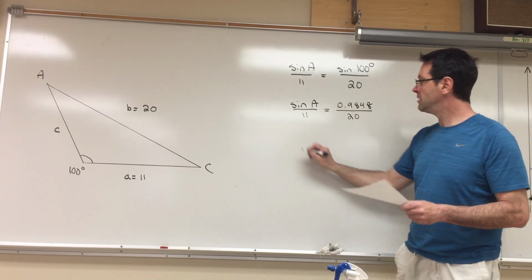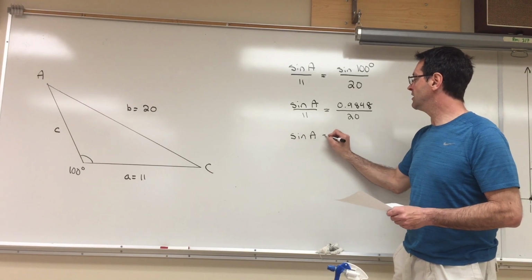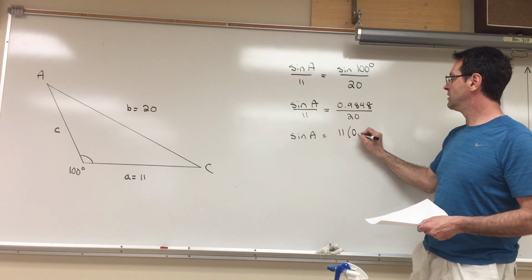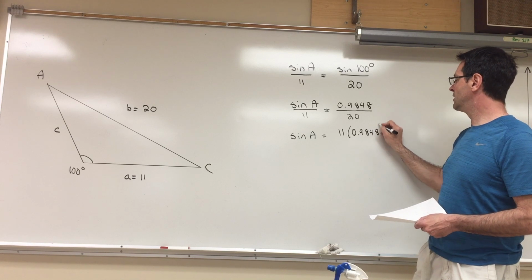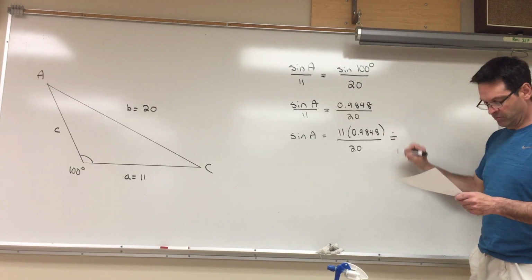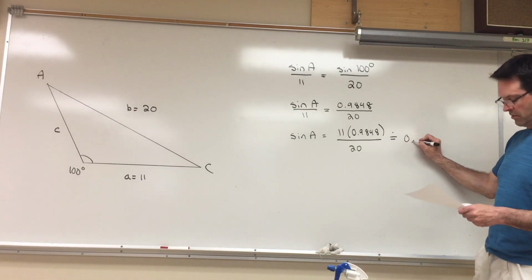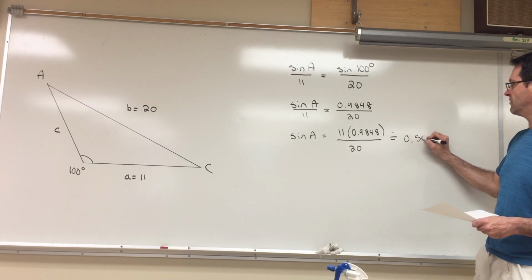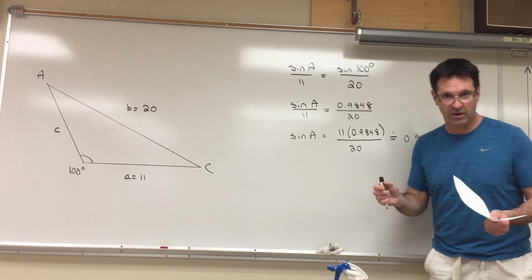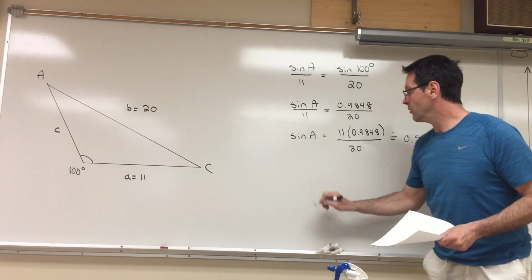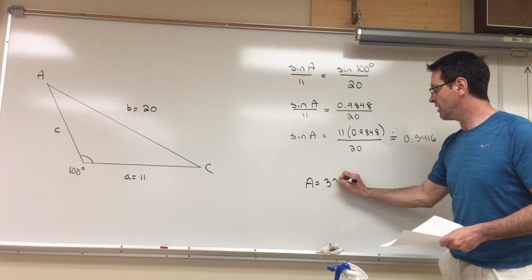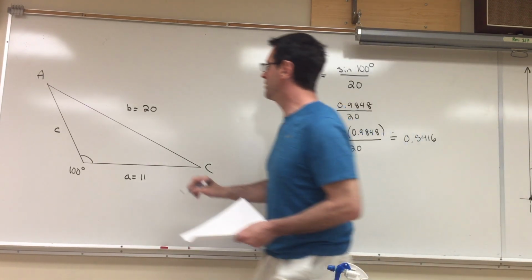Cross multiplication, the sine of angle A is equal to 11 times 0.9848 all over 20. And when we do that calculation, we end up with a decimal to 4 decimal places of 0.5416. The sine value of angle A is equal to 0.5416. So when we go second function sine, we find that angle A is going to work out to approximately 33 degrees right over here.